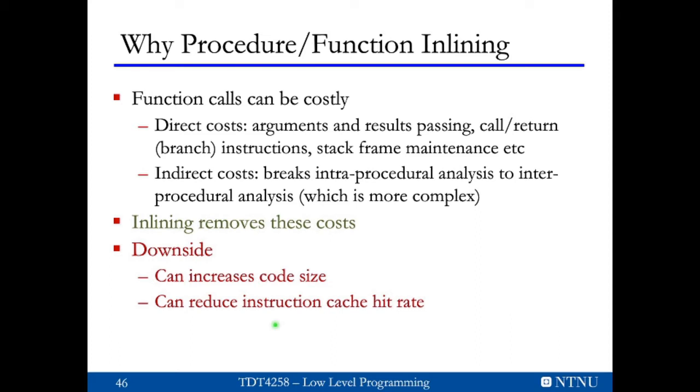So inlining removes these costs, but of course we are copying a function to all the sites where this function is called. So this increases the code size. This can reduce the instruction cache hit rate. So again, it's not an optimization that helps in any case, because otherwise you would just inline all functions and be happy. But obviously that's not the way to go.